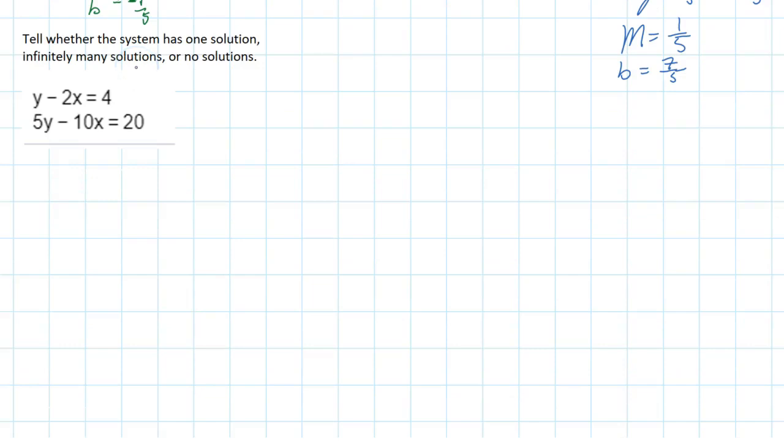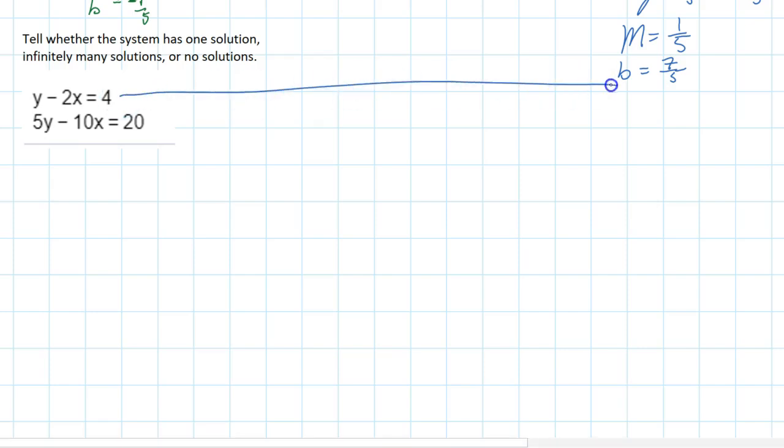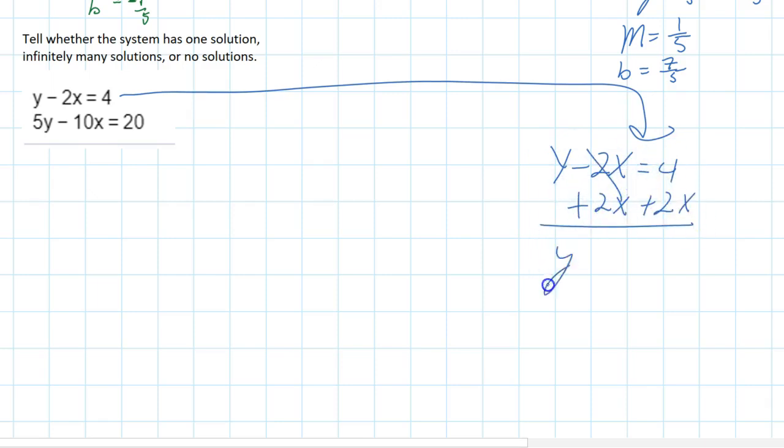The next problem says, tell whether the system has one solution, infinitely many solutions, or no solutions. We need to do the same thing, set it up in slope-intercept form. I'm going to add the 2x to either side, which gives me y is equal to 2x plus 4. Now make sure you write your slope, 2 over 1, remember it's always a fraction, and your y-intercept.